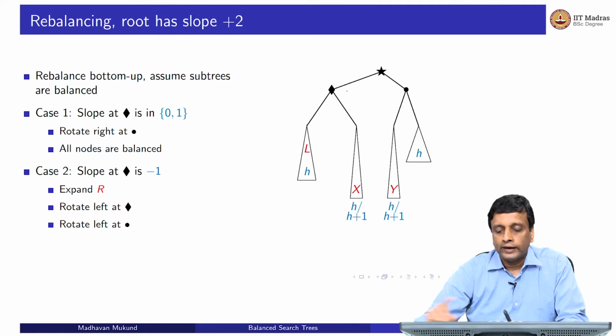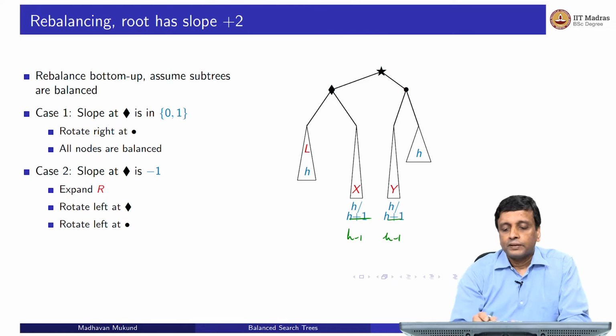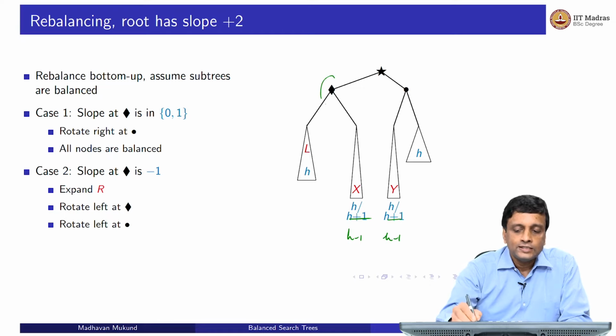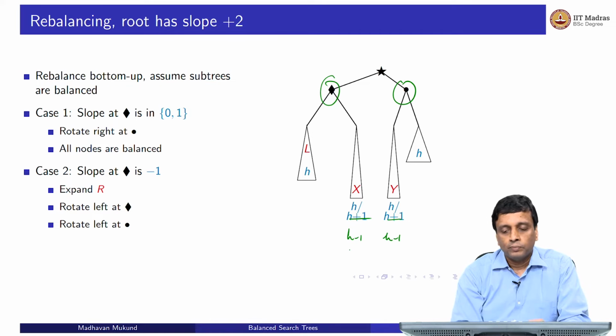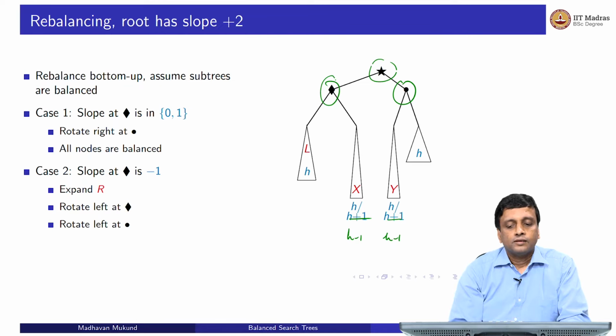So, if I do one more right rotation, then you can see that either everything is h or I have h and h minus 1. Basically these two nodes are balanced because they have either 0 or plus 1 or minus 1 slope, and these two nodes are at the same height. So, this node is balanced.